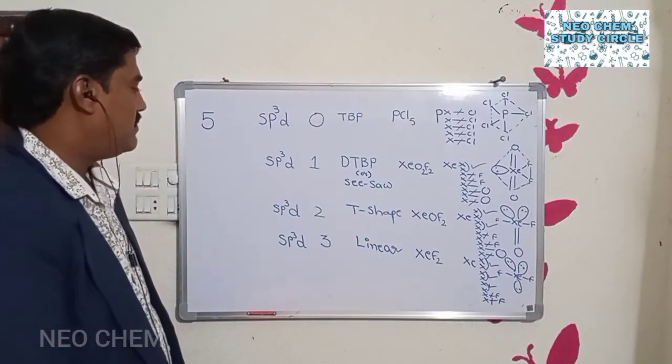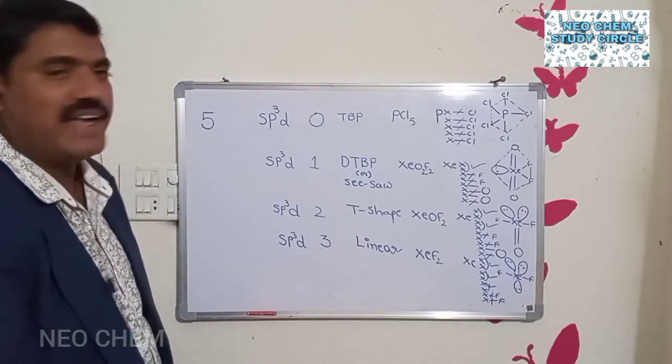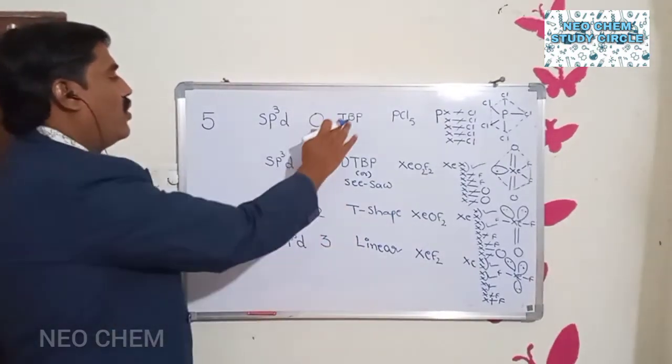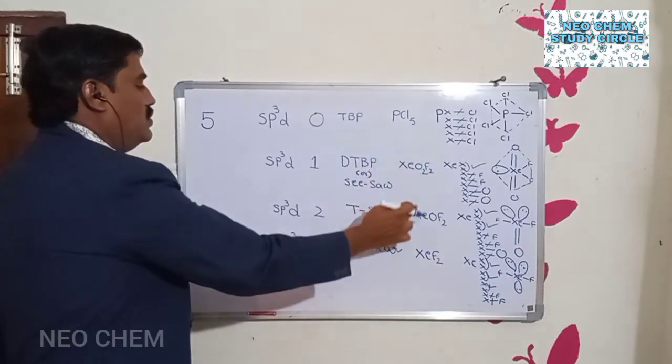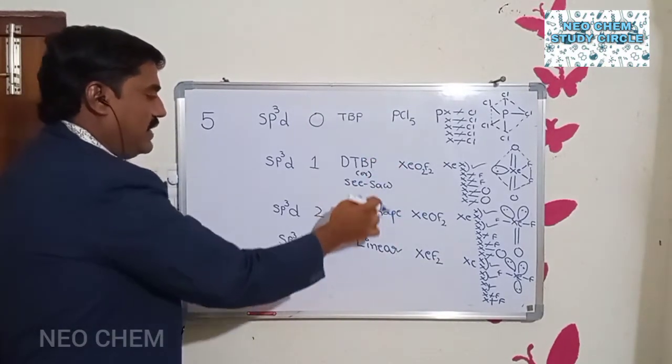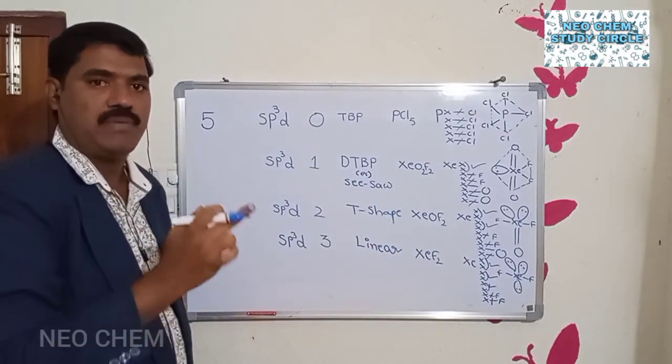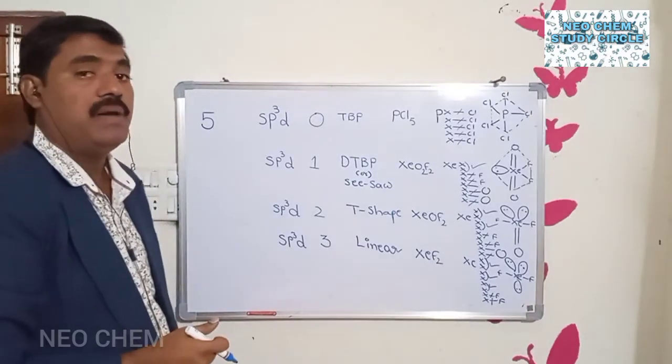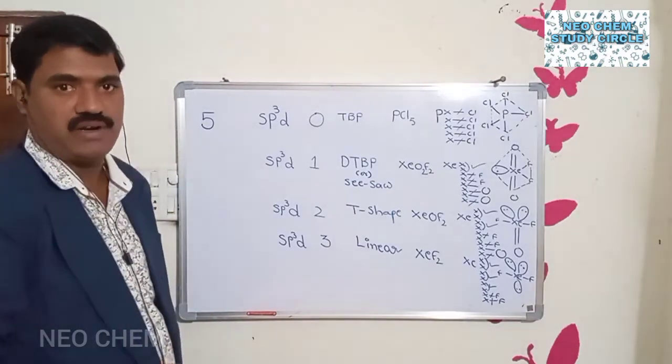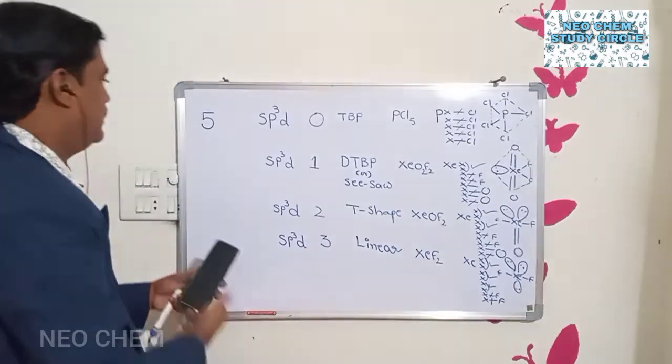So how many types of geometries are possible with sp3d hybridization? 4: 1, 2, 3, 4. 4 geometries are possible with sp3d hybridization, based on the number of lone pairs over the central atom. Right? Next.